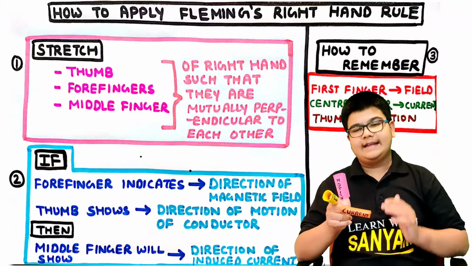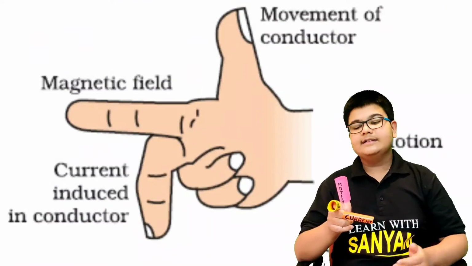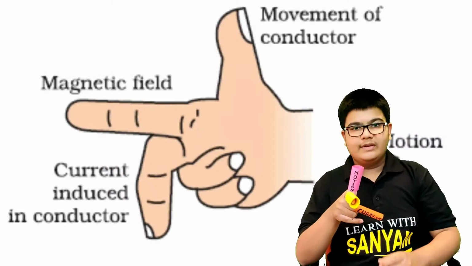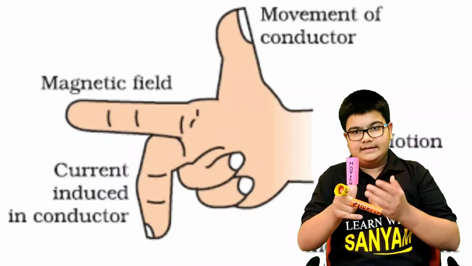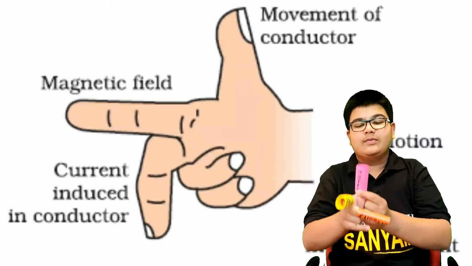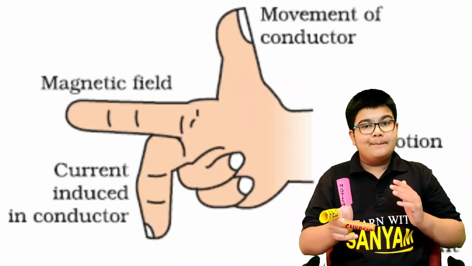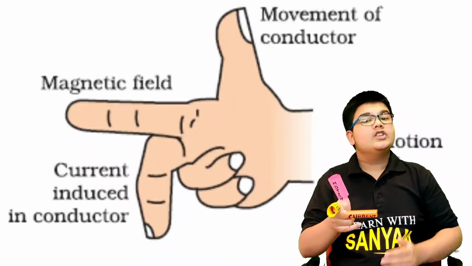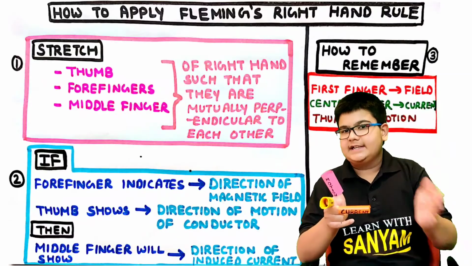So to find the direction of induced current, let's take an example. Consider that the magnetic field is in this direction. So we will keep our forefinger like this. And the motion of the conductor is in the upward direction. So we will keep our thumb in the upward direction. Then the middle finger will show the direction of induced current. So in this case, the induced current will be in this direction.